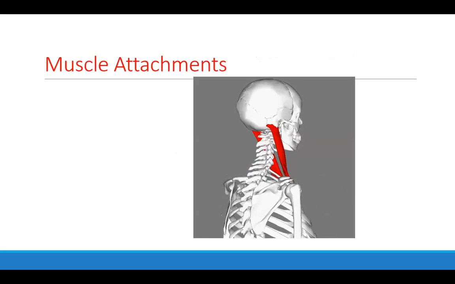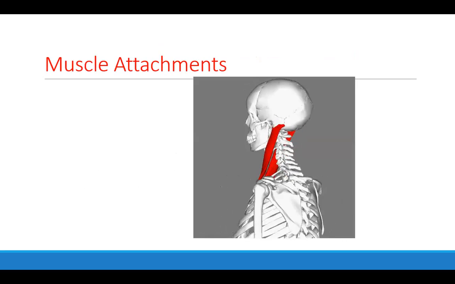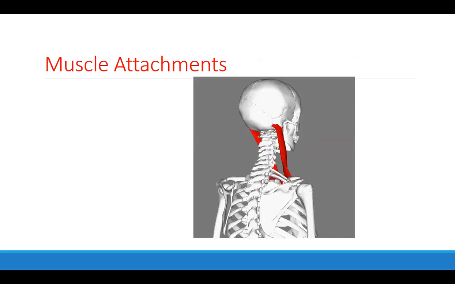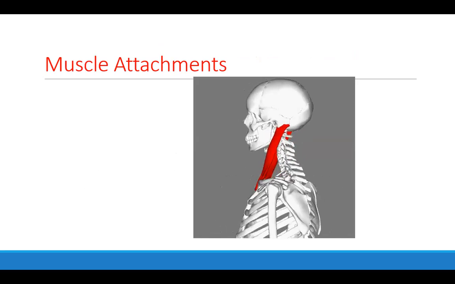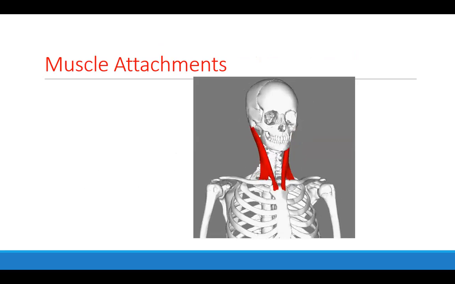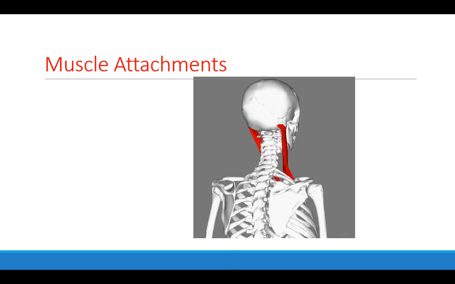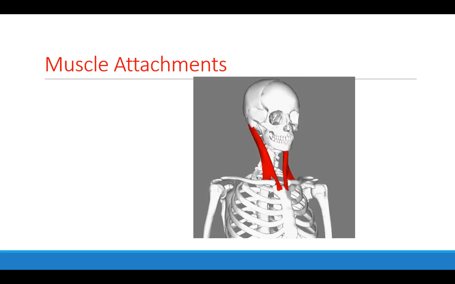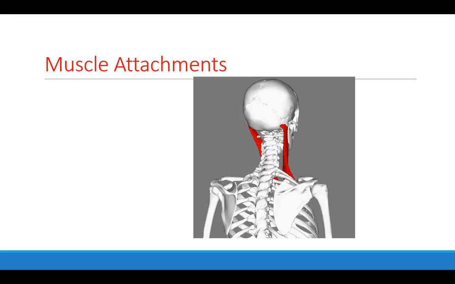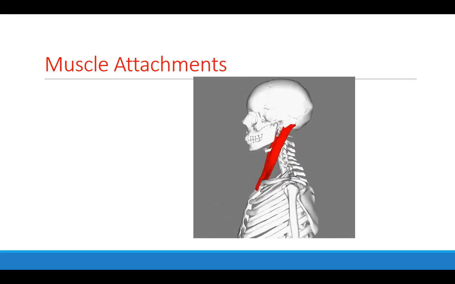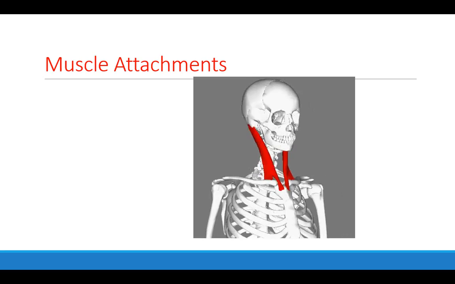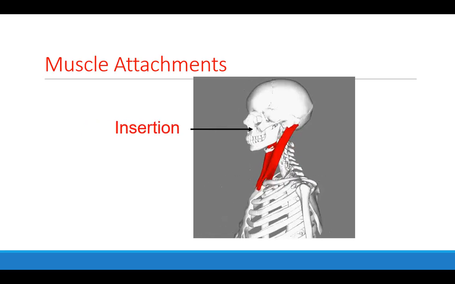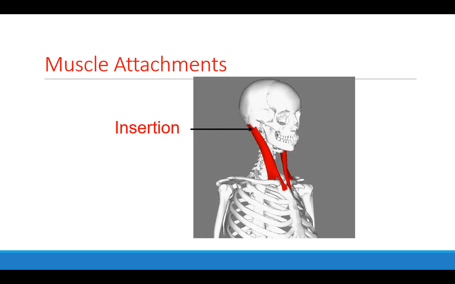Now here's an example of an origin and insertion. This is a very large muscle on each side of our neck. And its origin is on the sternum and the clavicle. And its insertion is on the mastoid process. And this muscle allows us to turn our head to the left or to the right or to nod up and down. So here we see the insertion is at the mastoid process right there.